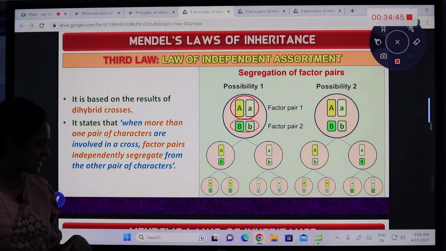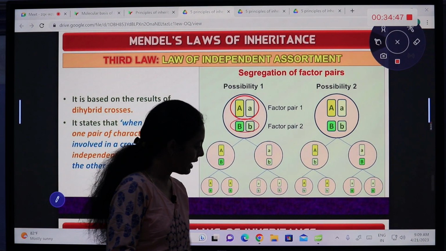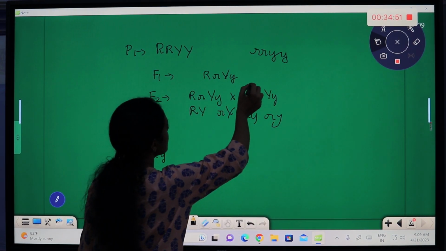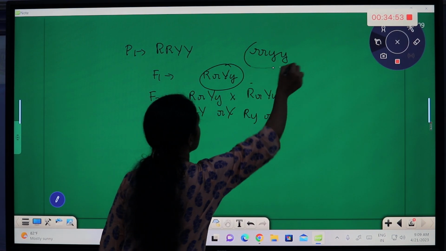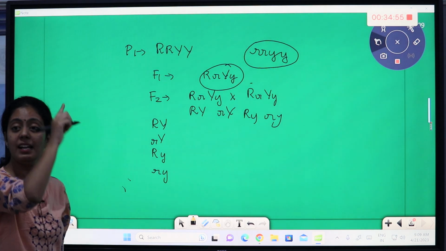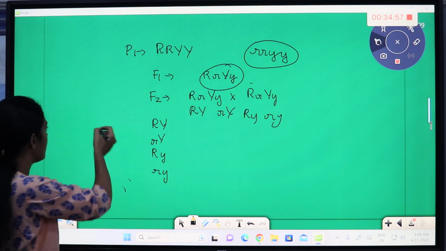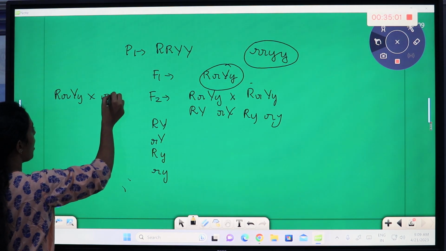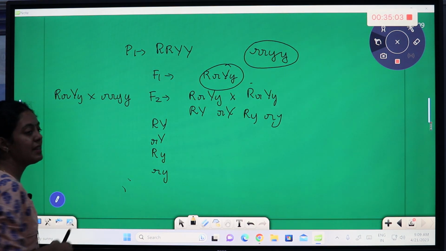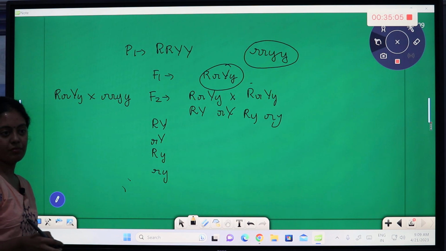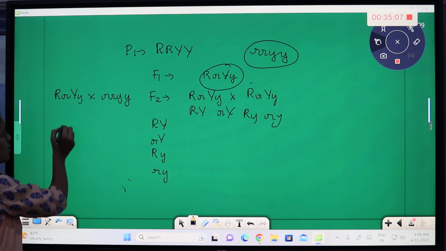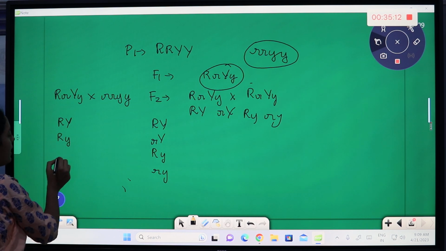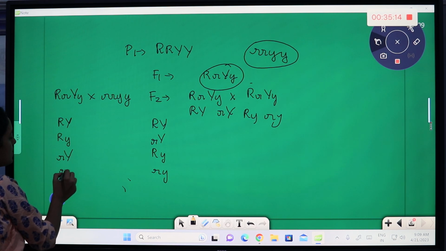Can anyone tell me the test cross ratio for dihybrid cross? First of all, tell me, what does the test cross look like? It is F1 into the recessive parent, that is RrYy into rryy. Tell me the ratio. Do it and tell me. What are the combinations here? RY, Ry, rY, ry.